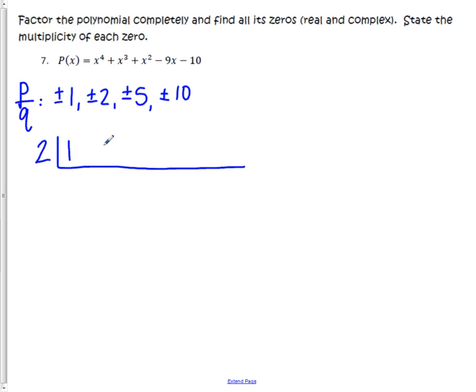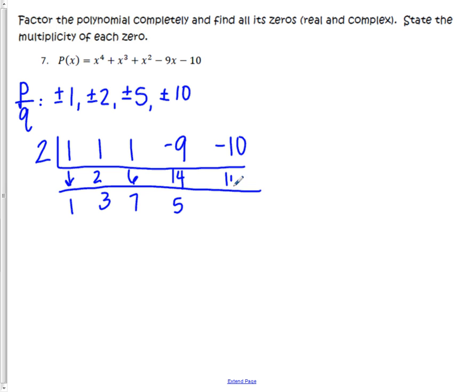So using synthetic division, we have 1, 1, 1, negative 9, and negative 10. And we don't need to do any zero placeholders, so we're just going to go ahead and use synthetic division. 1, 3, 7, 5, and we get that remainder of 0. So far that means that we have the polynomial x minus 2, and then here we have the constant, here's the x squared, and here's the x cubed.